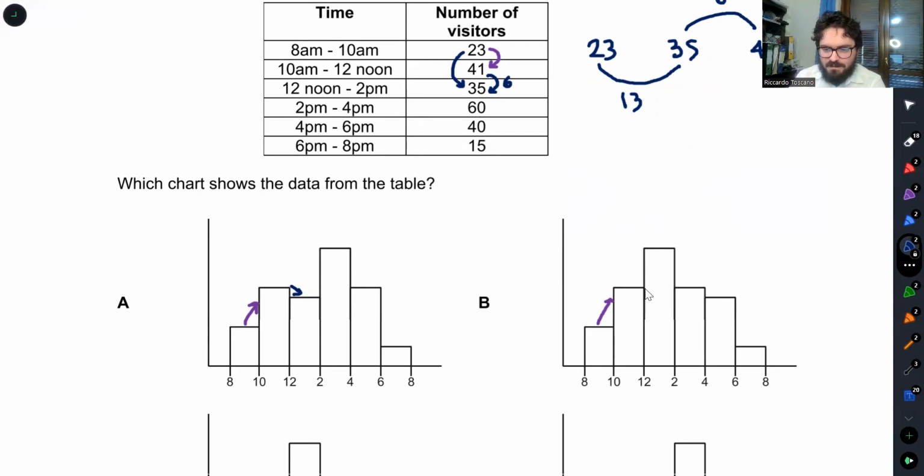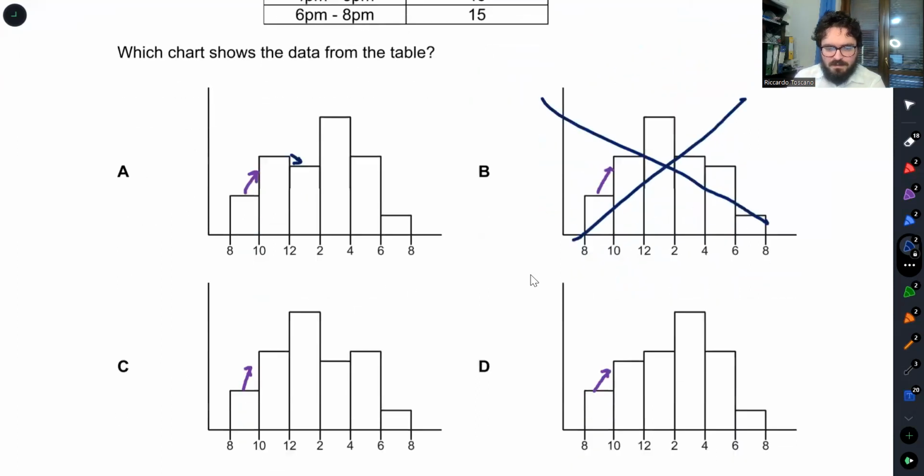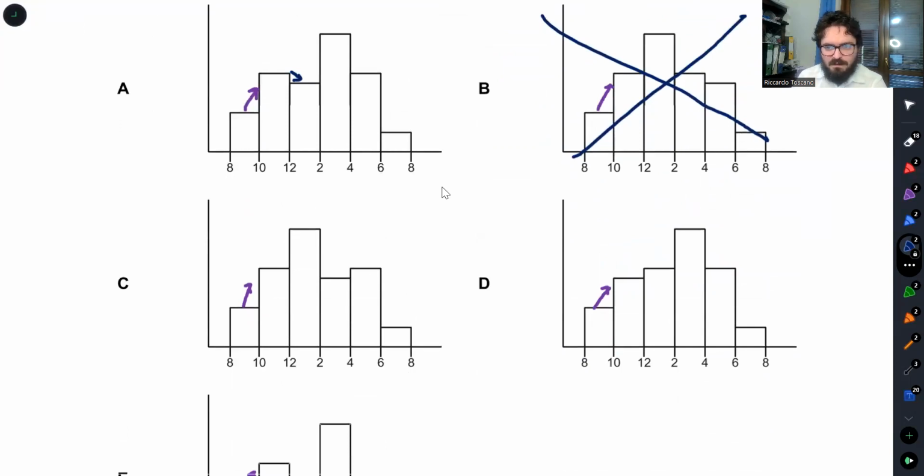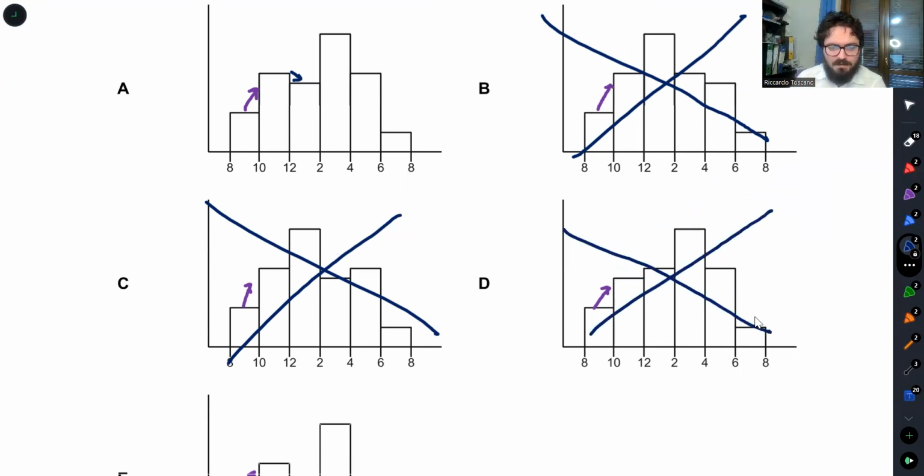This one is not. This is false because here the third column is more than the second column. So the B is clearly wrong. Let's go on. C is wrong for the same reason as the D. D looks acceptable. Oh no, D is not acceptable because the third column must be less than the second column. So D is not acceptable.